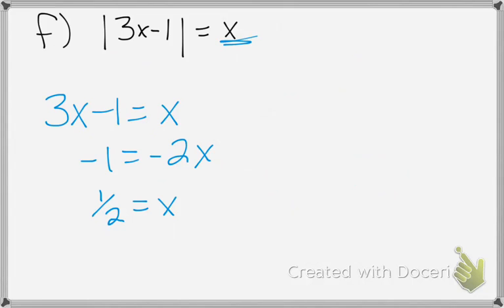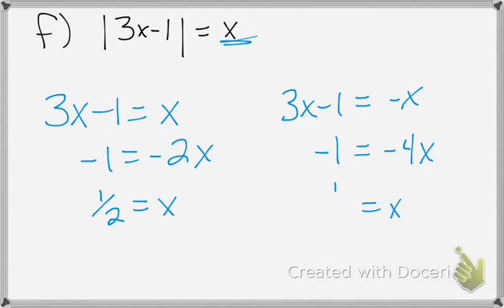The second case that I would need to look at is 3x minus 1, giving us a negative x. So I'm going to do the same result, and this time I have a positive 2x. Or wait. Okay, sorry about that. We'll have a negative 4x is equal to negative 1. Divide both sides by negative 4. We'd have x is equal to a positive 1 over 4.